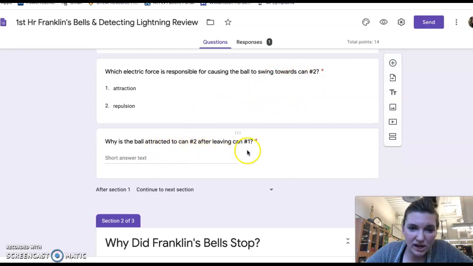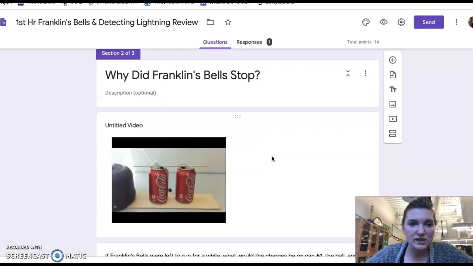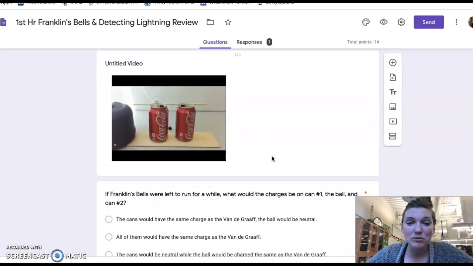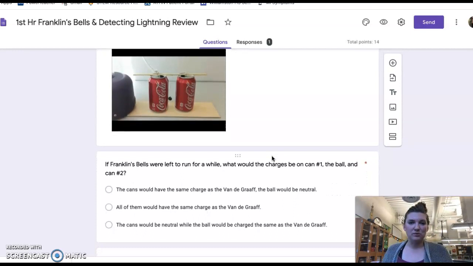Why is the ball attracted to can 2 after leaving can number 1? Because can number 2 is neutral, right? So now we have this charged ball, and it's hitting this neutral can to transfer that charge over. Okay, so why did Franklin's bells stop? We had that moment where she turned off the Van de Graaff machine, it kind of rang for a second, and then it came to a stop. But then when she put her hand near it again, it started to ring again.